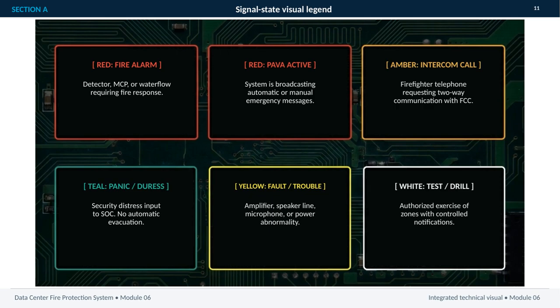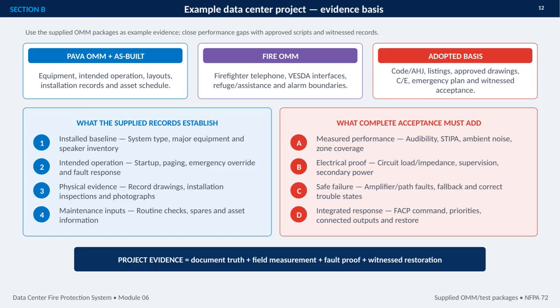Together, these colors help operators distinguish immediate fire response, emergency communication, security events, equipment problems, and planned exercises at a glance. This slide establishes the evidence basis for the example data center project. The supplied OMM and test packages provide the starting point. They document the installed baseline, intended operation, physical installation evidence, and the maintenance information needed to understand the system.